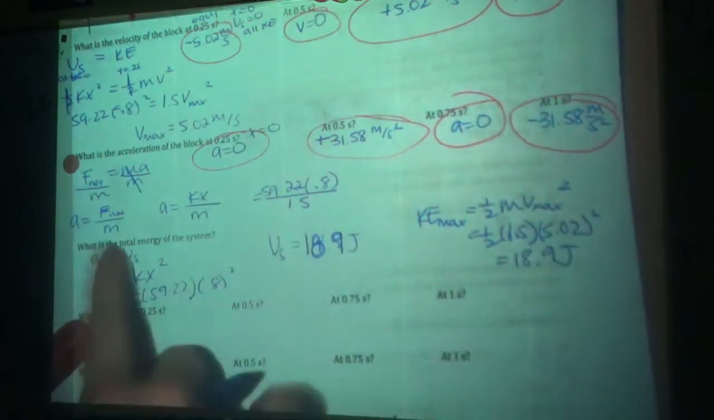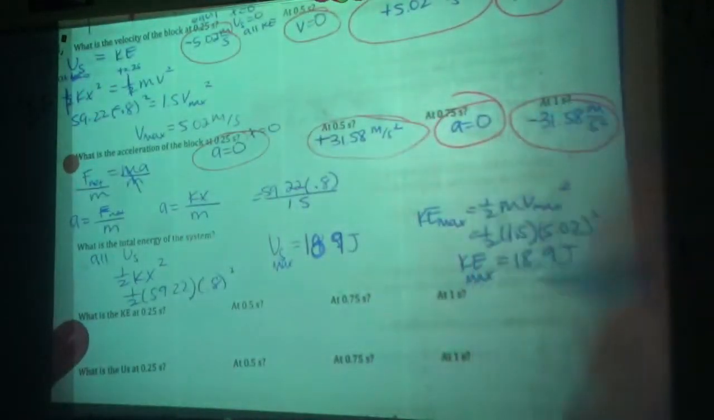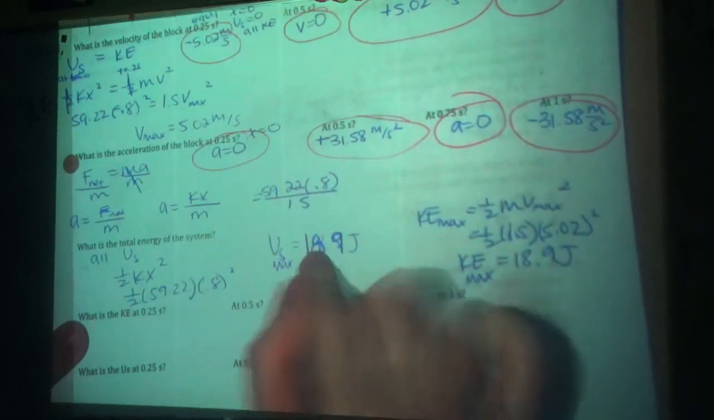Now what you don't want to do is add these, because some people are like, oh, total, that's both the kinetic and the potential energy. Yes, that is true, but this is the maximum potential energy and this is the maximum kinetic. There is no position or time where you have both the maximum this and maximum that. Here you have 18.9 joules of potential. Here I have 18.9 joules of kinetic energy.